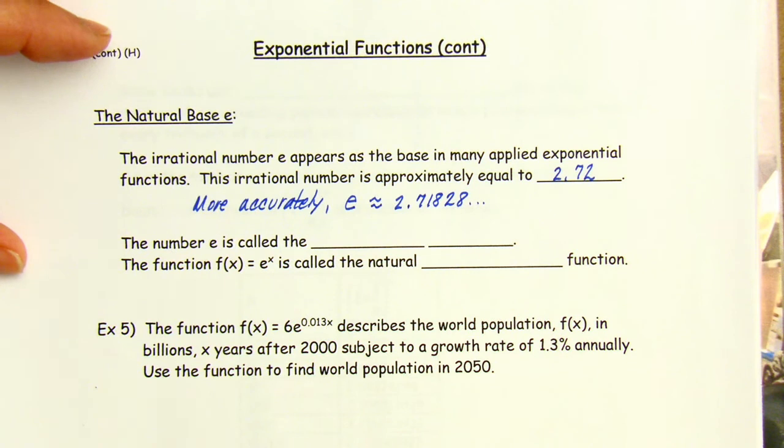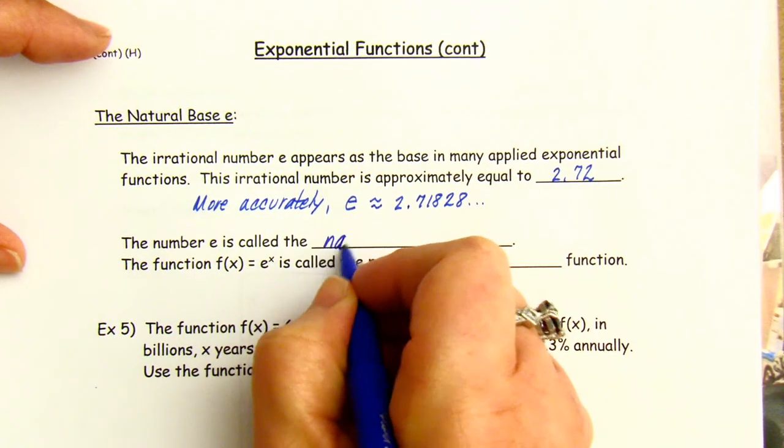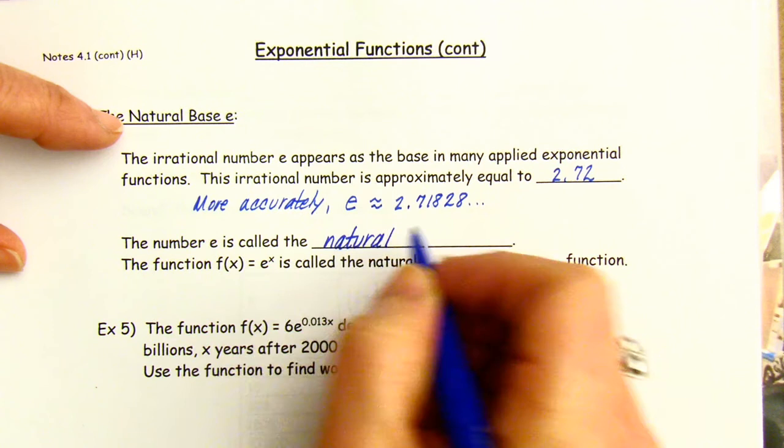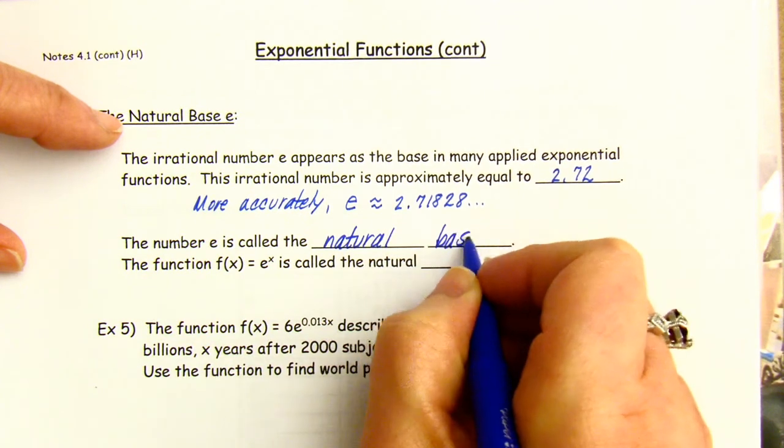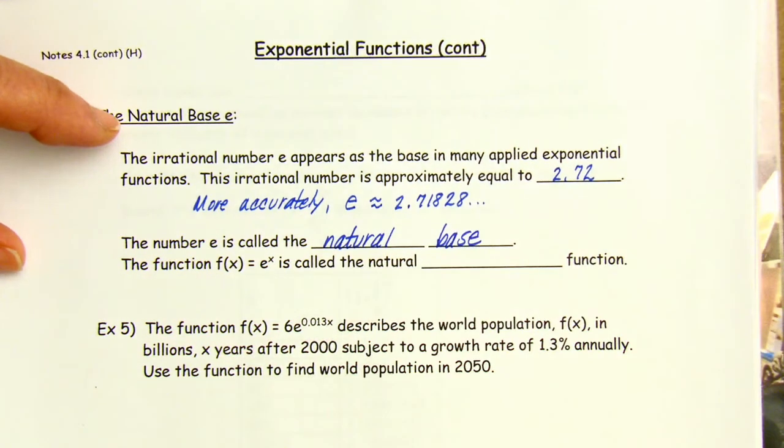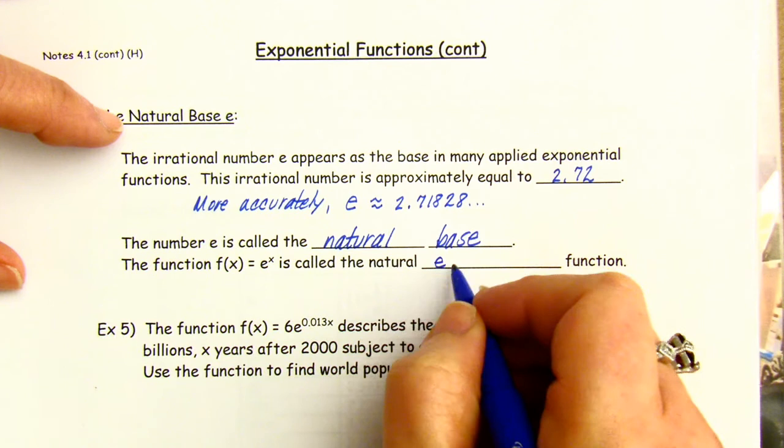The number e is called the natural base. The function f of x equals e to the x is called a natural exponential function.